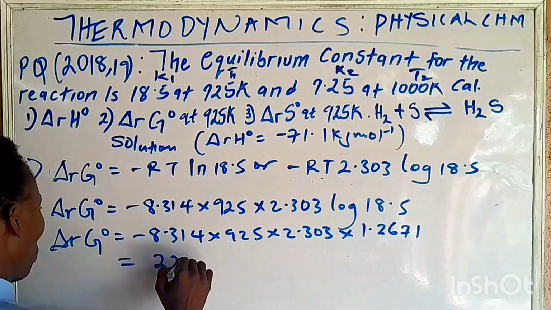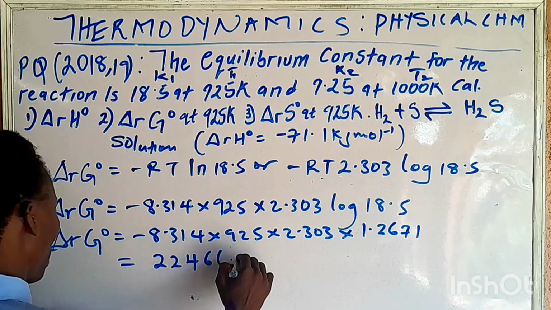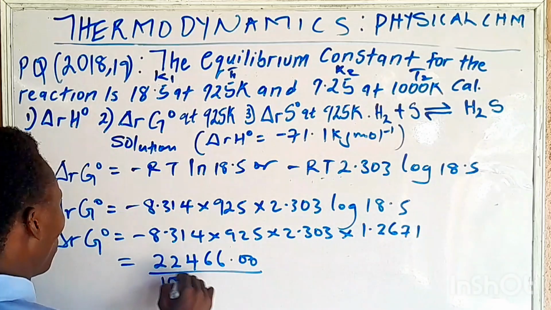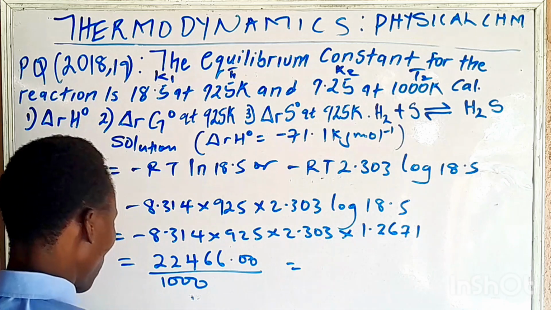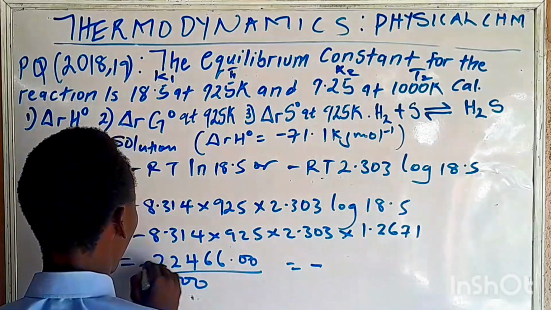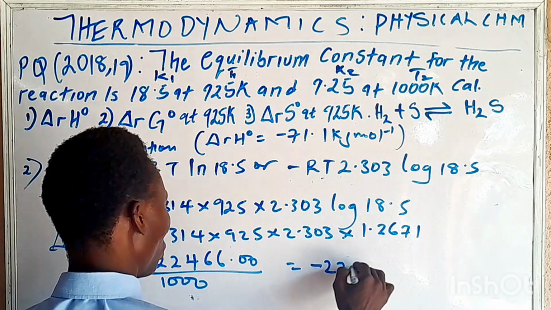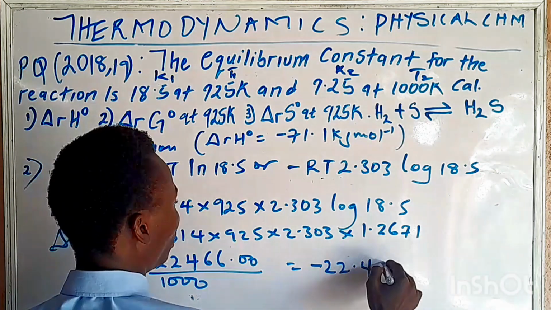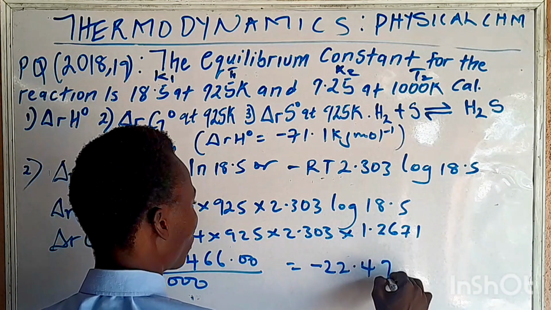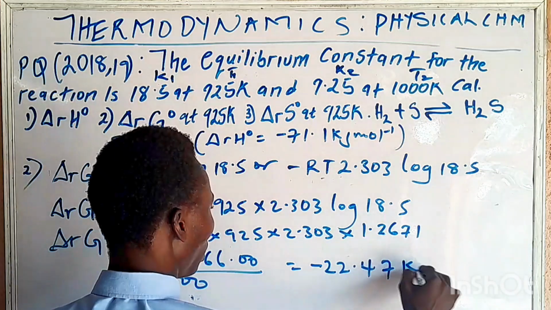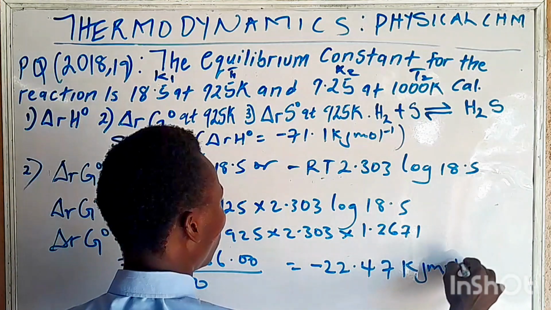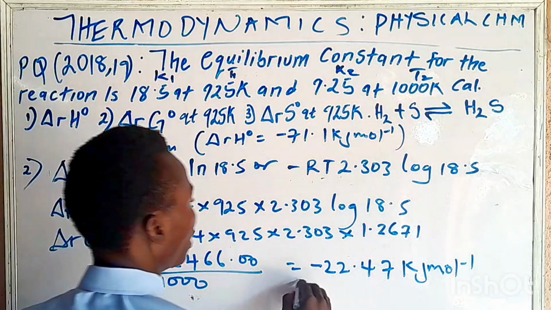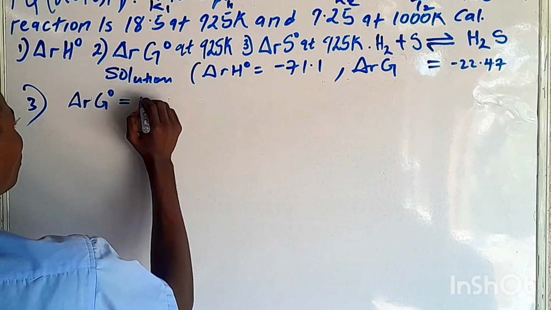So at the end of the day, what do we have as the final value? We have 22466.00 divided by 1000. When you divide this value by 1000, it will give you minus 22.47, approximately, kilojoule per mole there. Take note of that.